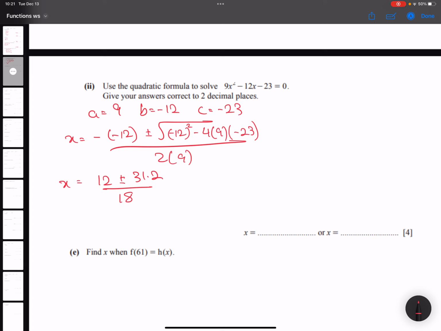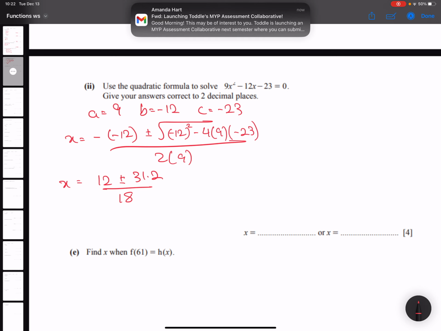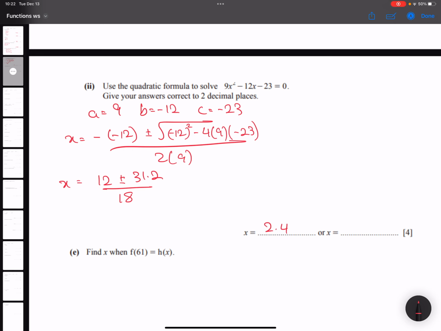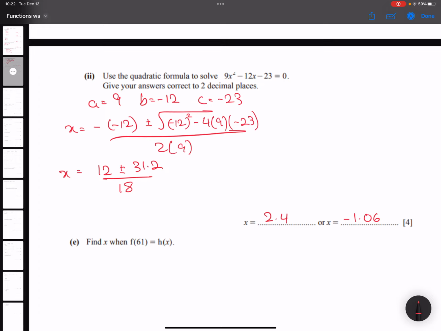Then I'm going to get my first answer by adding. So 12 plus 31.2, divided by 18, and this answer is 2.4. And the second answer is 12 minus 31.2, divided by 18, and that is negative 1.06 or 1.07, but yeah.